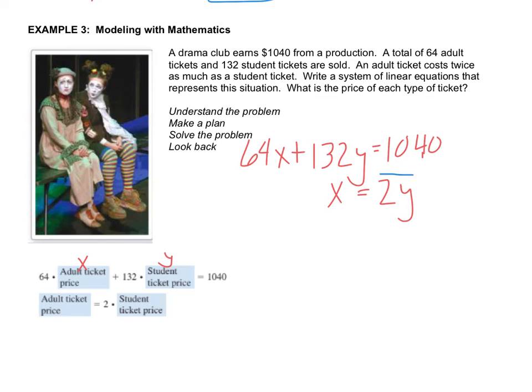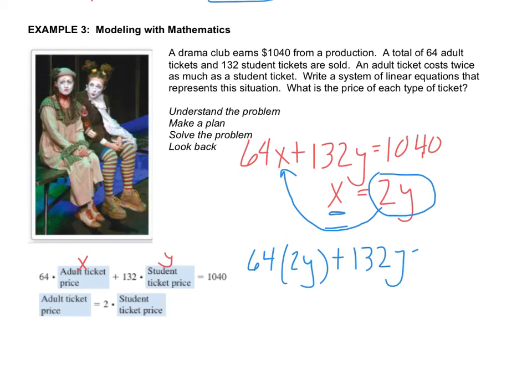So X is worth 2Y. So what we're going to do this time is, instead of plugging it into the Y for the first one, this one is X's are worth that. So we're going to replace it for the X on the one above it. So our new substituted equation is going to be 64 times 2Y plus 132Y equals 1,040. So we've taken the X out and replaced it with the 2Y.